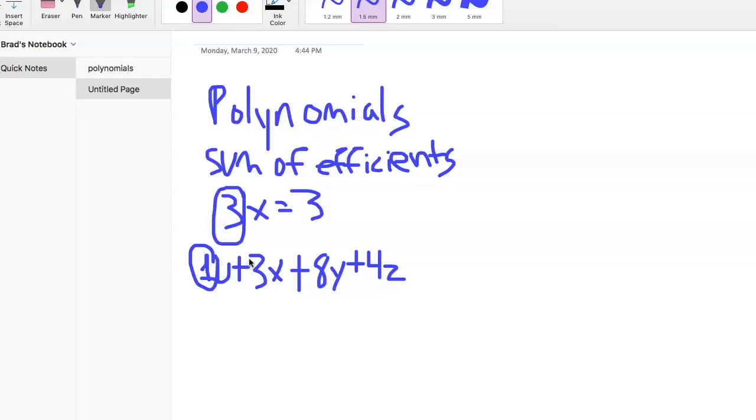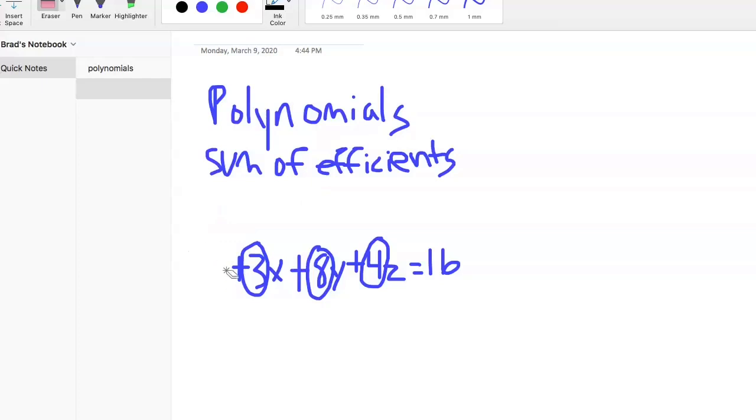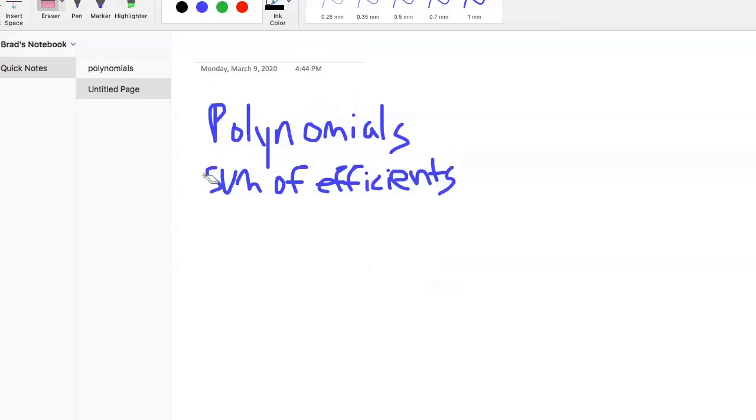So I'm taking this 1, this 3, this 8, and this 4, and I'm just going to add these together. 1 plus 3 is 4, 4 plus 8 is 12, 12 plus 4 is 16. The sum of these coefficients is 16. That's all there is to it. It can sound complicated, and we don't know what sum of coefficients means, and we say, I hate math. But really, it's pretty simple.